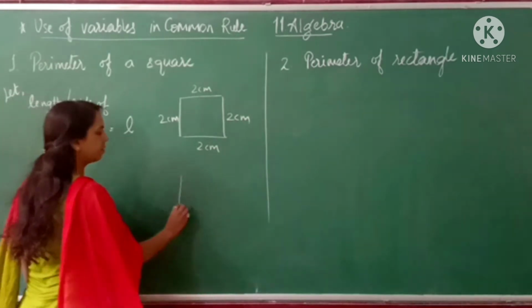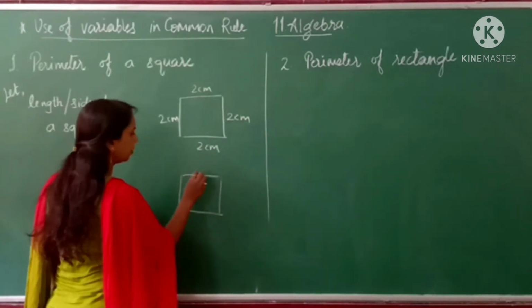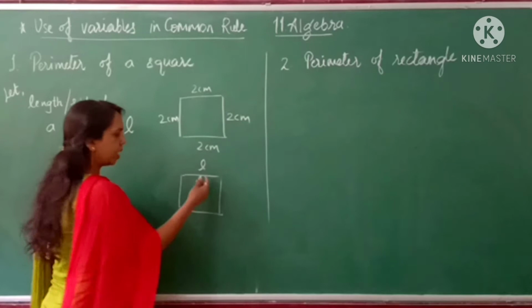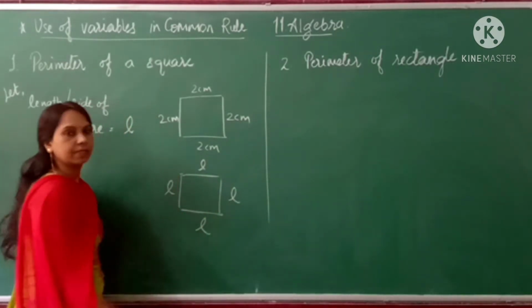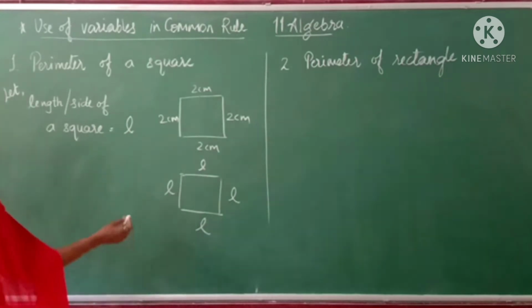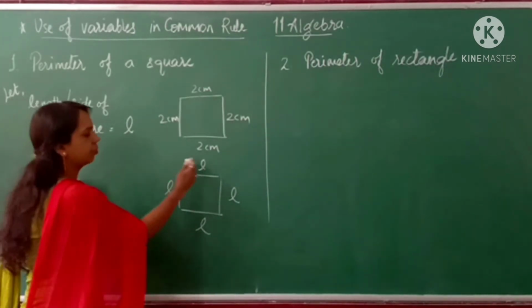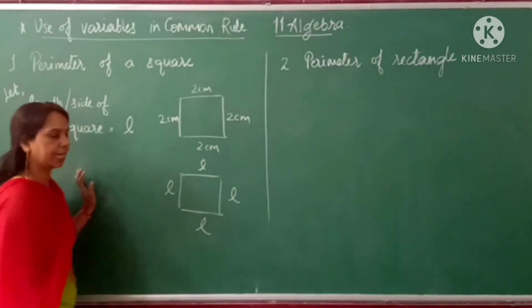So here we can write one side is equal to L, second side L, here L, and here the next side L. So all the sides have the same measurement, therefore we have written L for all the sides.